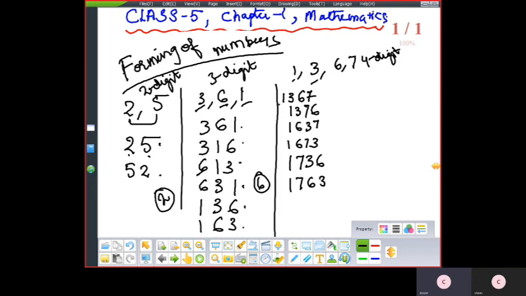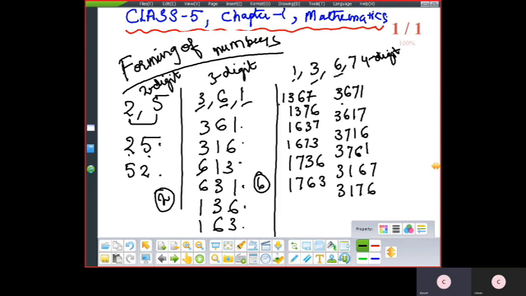I'll start with 3. 3, 6, 7, 1. 3, 6, 1, 7. Then again 3, 7, 1, 6. Then 3, 7, 6, 1. Then 3, 1, 6, 7. 3, 1, 7, 6. Any more can I find out? No. Over. So now 3 is over.